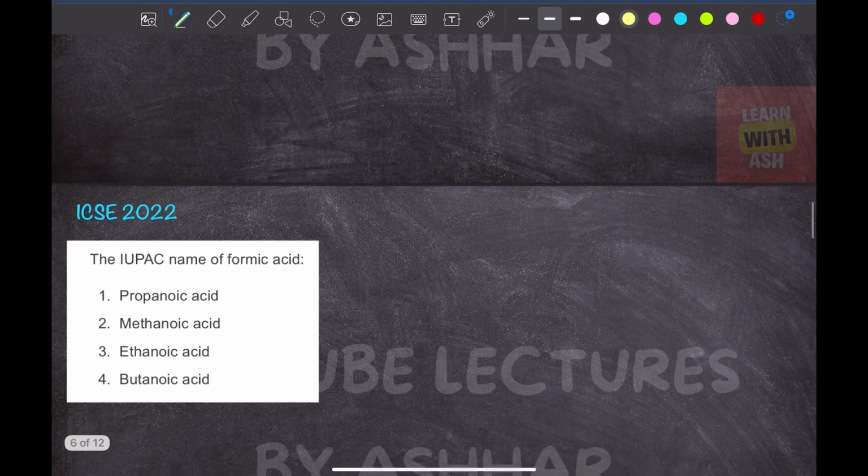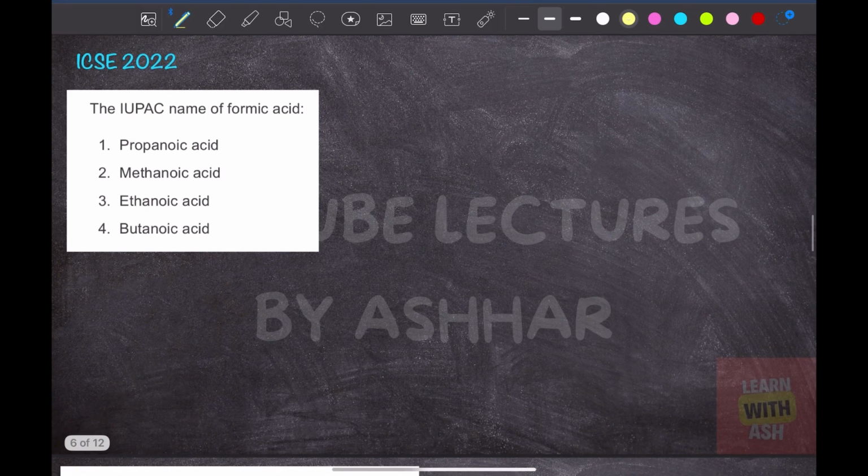Now moving on to the 2022 question paper, and this was the semester 2 question paper. In this particular question, they are asking what is the IUPAC name of formic acid. So for this, we need to know the structure of formic acid. So we can write formic acid as HC double bond OH, or in this manner also HC double bond O and OH. This whole thing is the carboxylic acid group.